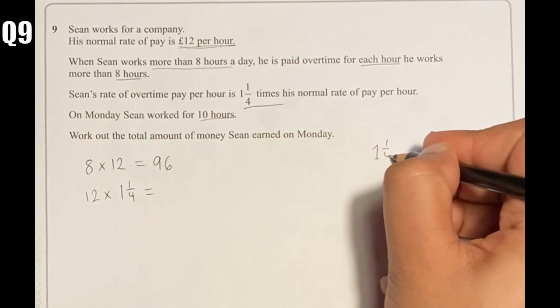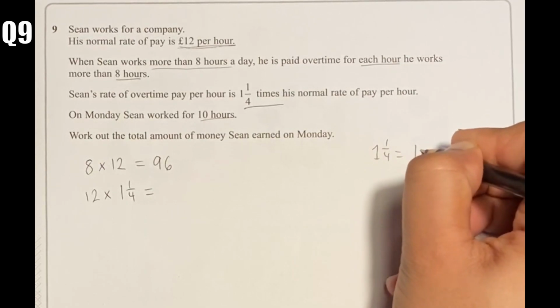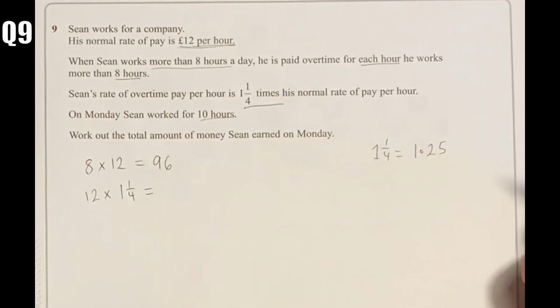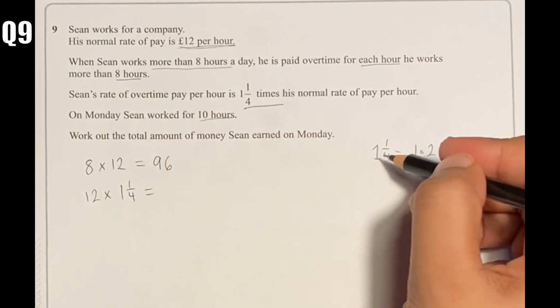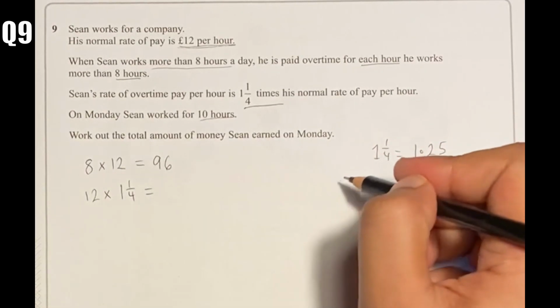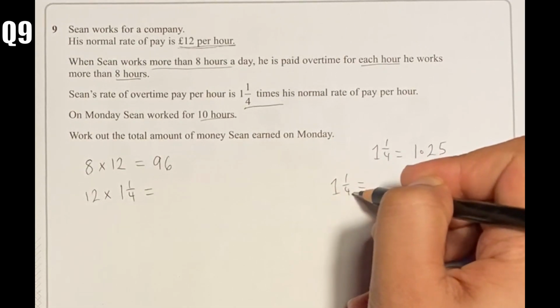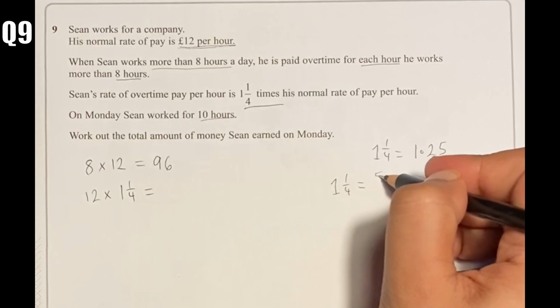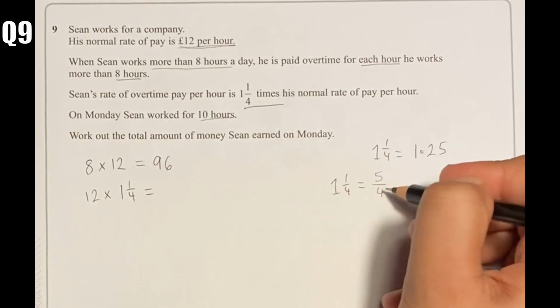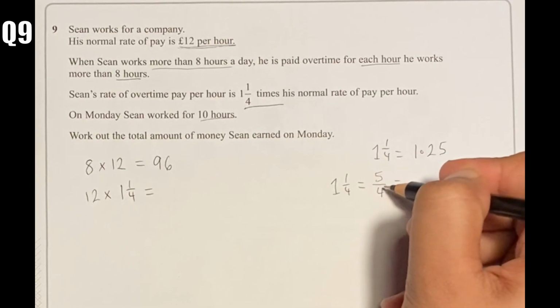If you can do it in your head or if you have it memorized, you will know that 1 1/4 is 1.25. If you don't, there is a way you can work it out. The first thing you can do is convert this into a top-heavy fraction. So we can take my 1 1/4 and say that 1 times 4 is 4, added to 1 is 5. So our top-heavy fraction is 5 over 4. And then you can just do the division.